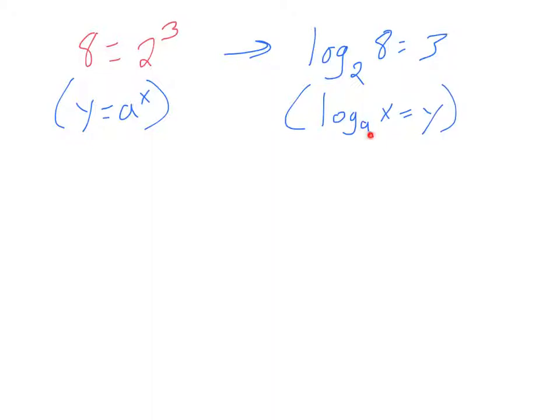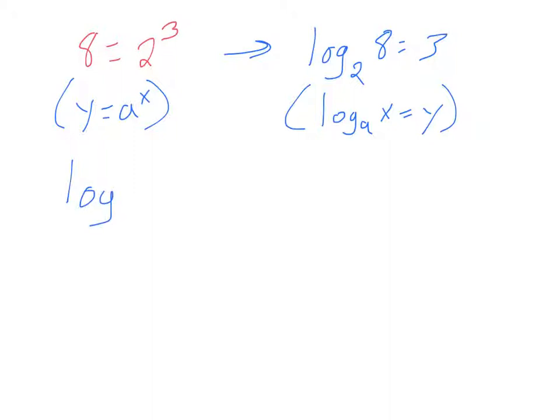Remember, in the original equation, we had a to the y equals x, and then when we solved for y, we got log base a of x. So what this whole expression means is a raised to the yth power equals x. So 2 raised to the third power equals 8. All right? And so I should be able to take any logarithmic equation and write it in exponential form, and any exponential equation and write it in logarithmic form.